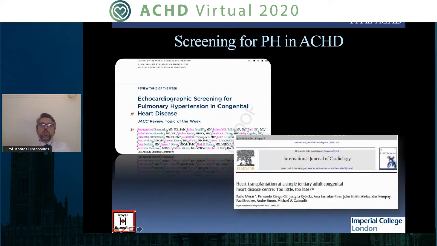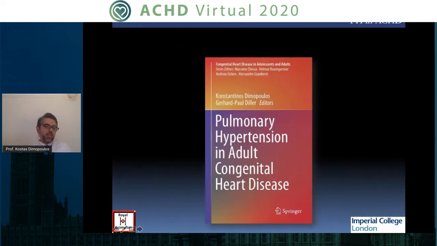It is important, of course, that we screen all patients with congenital heart disease for pulmonary hypertension. We published a paper for the non-experts on how to do this for patients with more complex disease. And of course, we need to be working on heart transplantation and having this option for more of our patients. This is a beautiful paper by Pablo Meras and Professor Gatzoulis, highlighting the need for more transplantation. We will be talking about this later on today. Thank you very much.